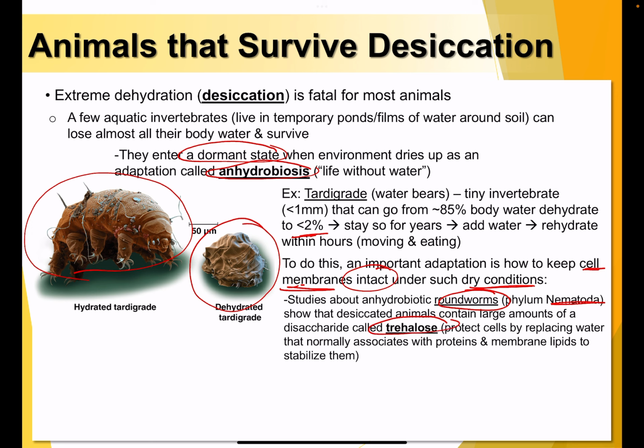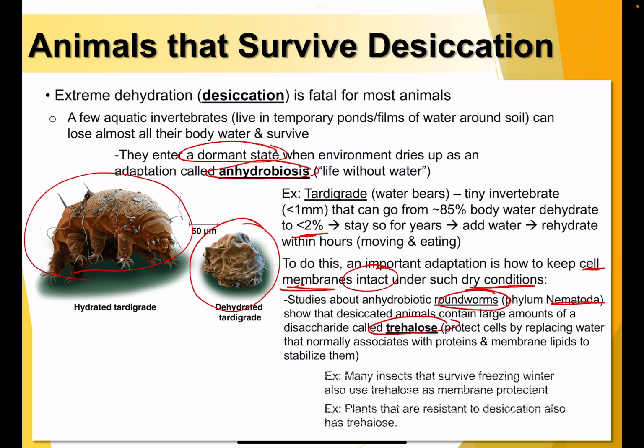Okay, trehalose. They think this is a sugar that can protect cells by replacing water that normally associates with the protein and membrane lipids, and in a sense, the trehalose can stabilize them just like water can. So somehow this sugar can take the place of water and do what water normally does to keep these organelles within the cell still alive. And then when you hydrate it, it will just come back to life.